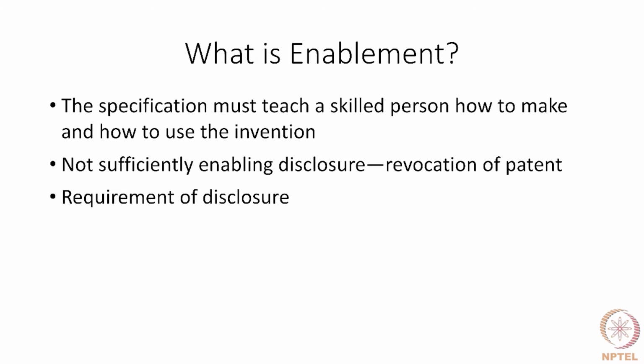Now, enablement is a requirement of the disclosure, and this is captured in the language of Section 10(1), which we had seen already, where it mentions that the complete specification shall describe the invention. So the law states that the description should be of such a nature that it enables a person to do it. So Section 10 only tells us these simple three words: describe the invention. But there are other provisions in the Act which explain what this description has to be.